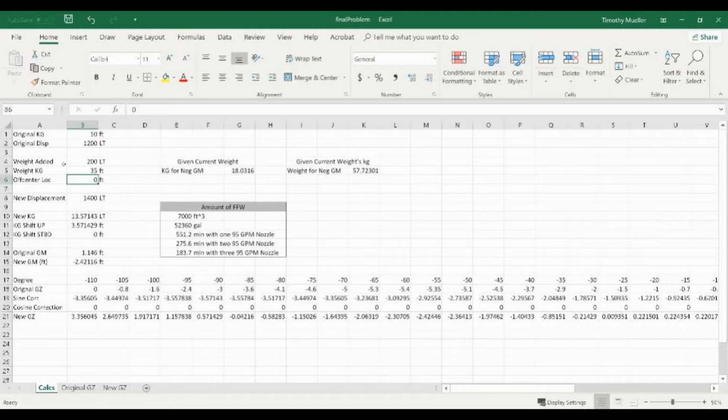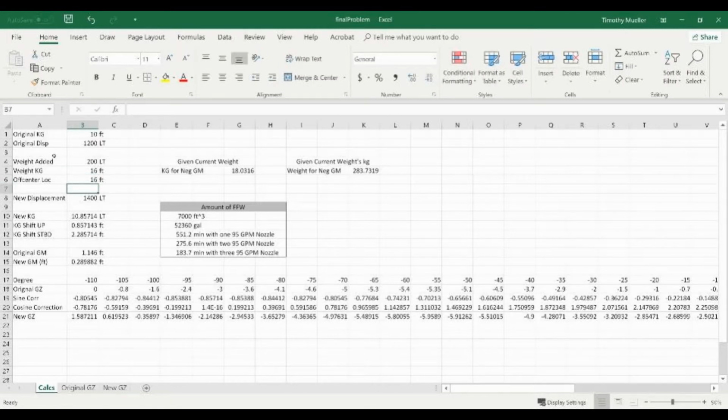So now we're back in the calculations sheet. Let's take the weight KG. The original KG was 10. Let's do something a little bit more realistic. It'll be at 16. Then for off-center location, let's send this all the way over to one side. So we'll say 16. So we're going to say this is 16 feet off center line towards starboard. Now we should have very serious cosine corrections as well as sine corrections. And we see that right here. We see values for all these. We have new GZs. Now let's see how the graph behaves.